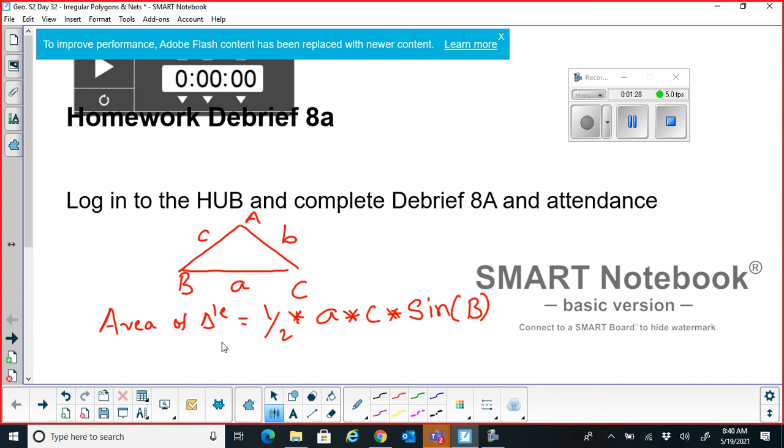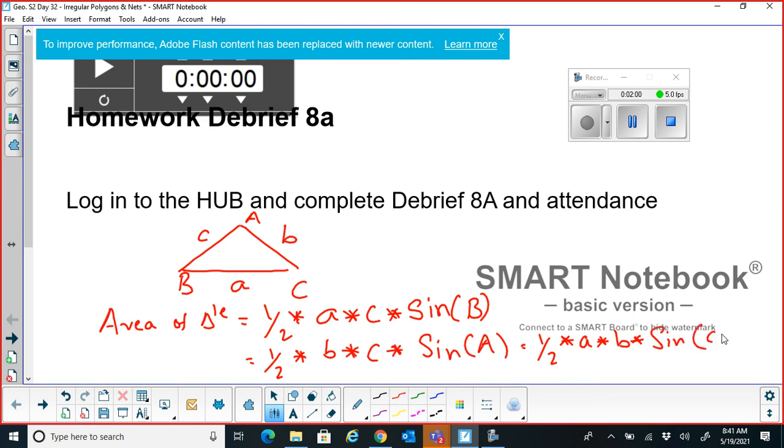Okay, same way you can also find the area of the triangle using half of b times c times sine A. You can also find it using half of a times b times sine C. Okay, I hope you are clear with this.